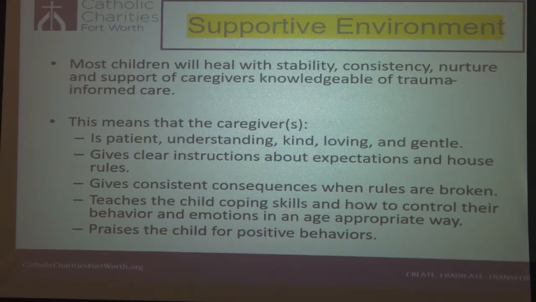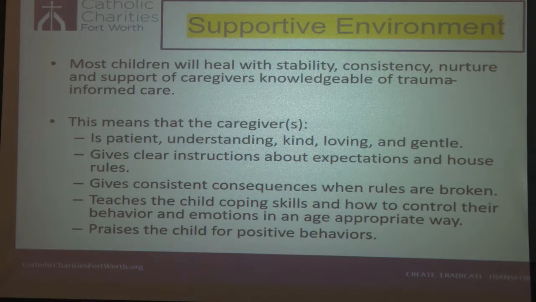Supportive environment. Most children, and this is where you guys come in, particularly in this number of you tonight as a caregiver, foster care parents, will heal with stability, consistency, nurture, and support knowledgeable of trauma-informed care. When you understand what's going on with that child, they can heal. This means that the caregiver is patient, understanding, kind, loving, and gentle. Even if they're a 2-year-old that's being a 2-year-old, even if they're a teenager that's just being defiant, they need this. It gives clear instructions about expectations and house rules.